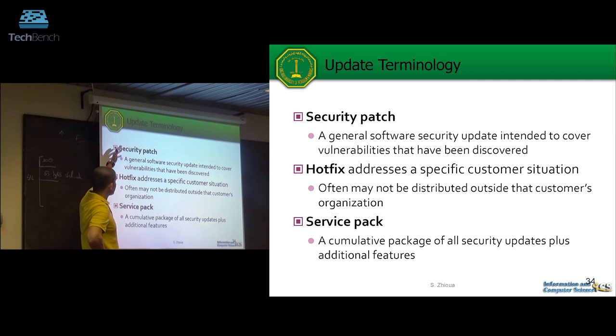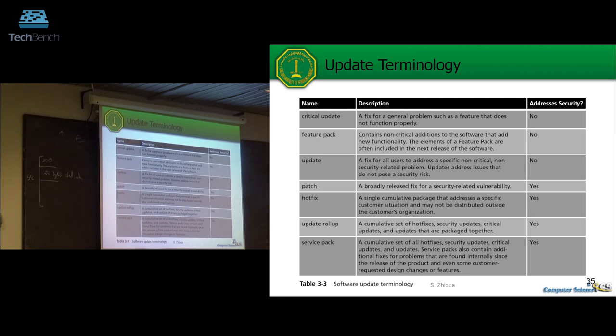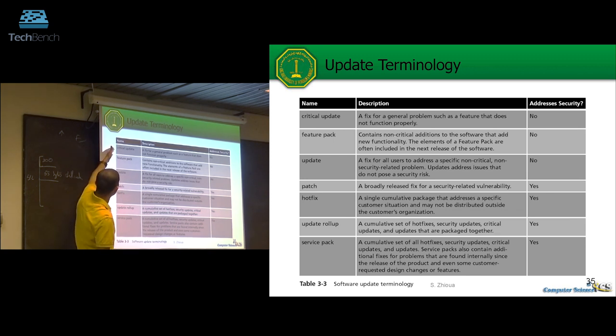These are different versions of updates, or different types of updates. There is security patch, hotfix, and service pack. All these three involve some security issue, so they will try to fix some security issue. Security patch: general software security update intended to cover vulnerabilities that have been discovered. Hotfix: same thing. Service pack: cumulative package of all security updates plus additional features. You have different types of updates: critical update, feature pack, update, patch, hotfix, update rollup, service pack. The last four involve security.